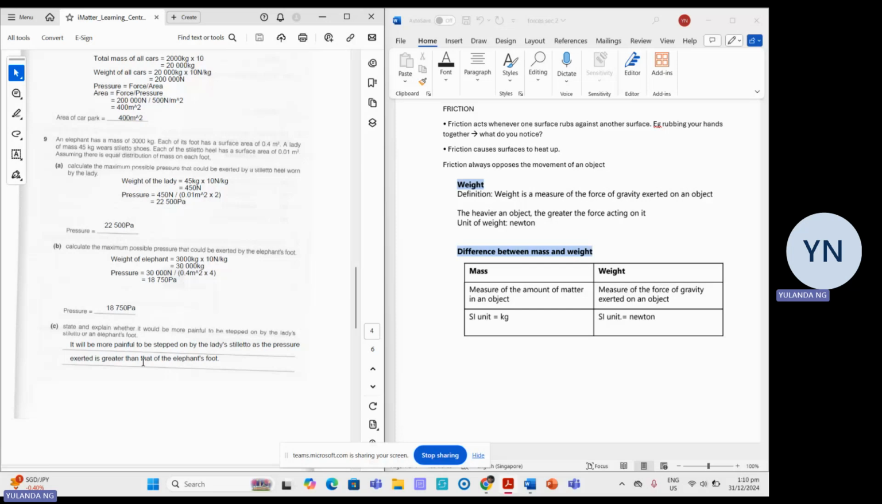Okay, you may ask, how come the lady will exert more pressure? You see, even though I have a lesser weight, it's comparing 450 newtons versus your 30,000 newtons. Yes, I do have lesser weight, but your area is bigger. Okay, that's why it is possible that the pressure here will be higher. Because here, you see, your heels are only this small. But you compare the surface area over here, it's a lot bigger. So because your force is spread out over a wider surface area, it will be less painful.